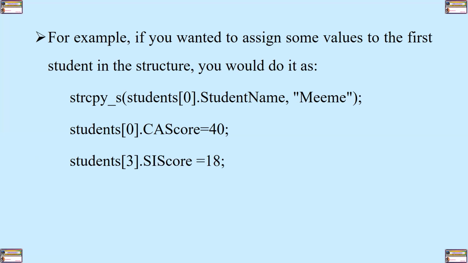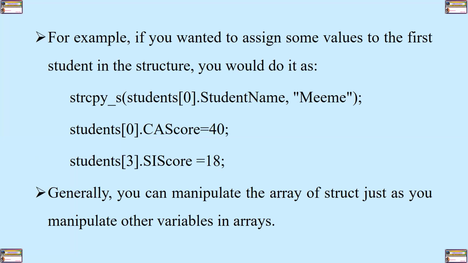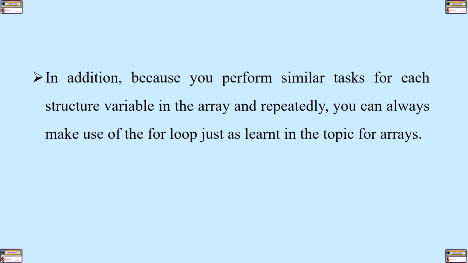The only difference, my dear students, between this statement for an array and how we do it for the normal structure member is that we now include the subscript. And the subscript is usually on the variable, like the variable called students. Generally, you can manipulate the array of struct just as you manipulate other variables in arrays. In addition, because you perform similar tasks for each structure variable in the array repeatedly, you can always make use of the for loop, just as we learned in the topic on arrays.